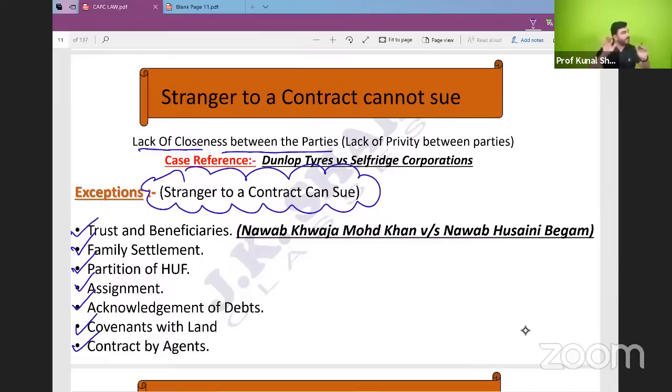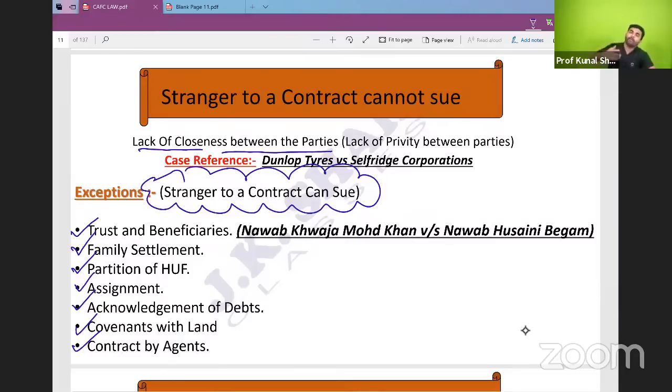So generally, a stranger to a contract cannot sue. But there are certain exceptional cases wherein a stranger to a contract can sue. The next exceptional case over here is about acknowledgement of debts.